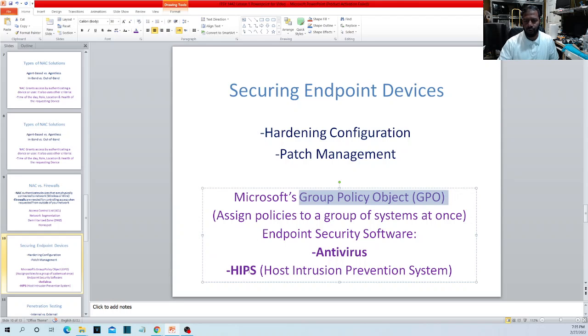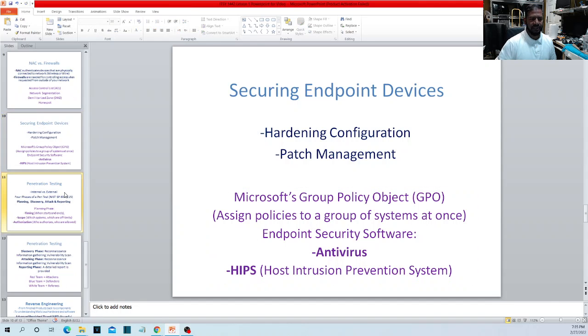Okay, what is HIPS? Well, think of IPS first, intrusion prevention system. In this case, it's a host, H for host, meaning the endpoint. So on a computer or a tablet or whatever your end device is, you install some software that is going to prevent intruders from coming in. Okay, that's HIPS. Next.